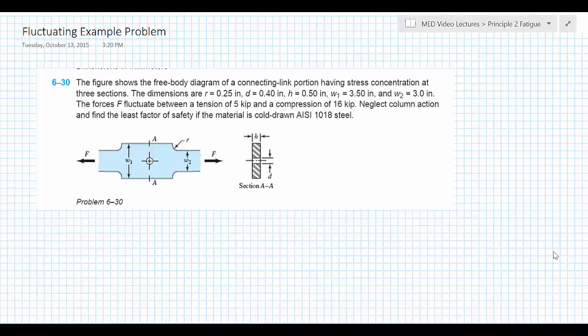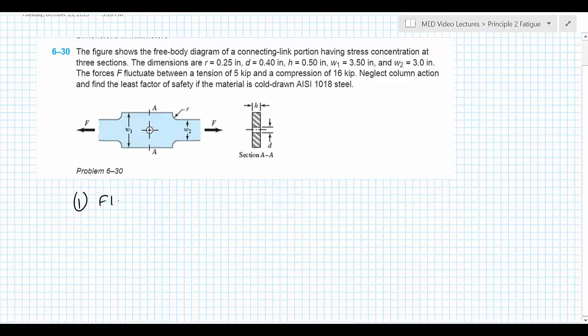So the only approach that we really have for evaluating this problem is figuring out the factor of safety for fatigue in both locations and comparing them and then going based on the lower one. So the two aspects of this problem that are a little bit different are, one, we have a fluctuating load, and number two is that we have two locations where we're concerned about the fatigue failure.